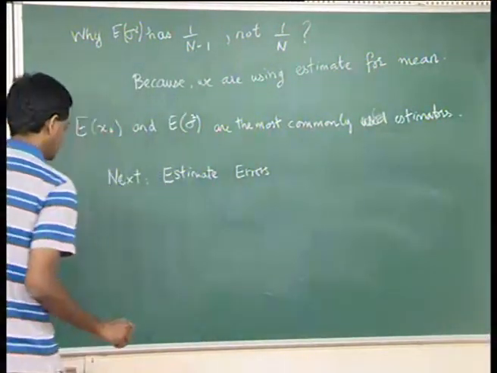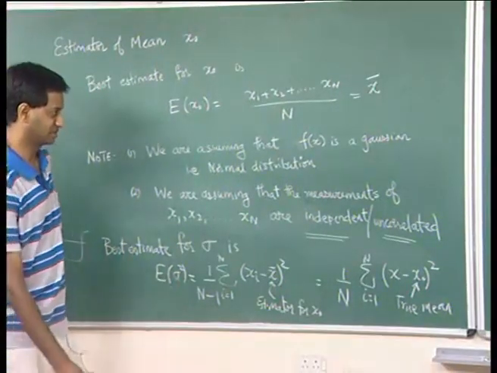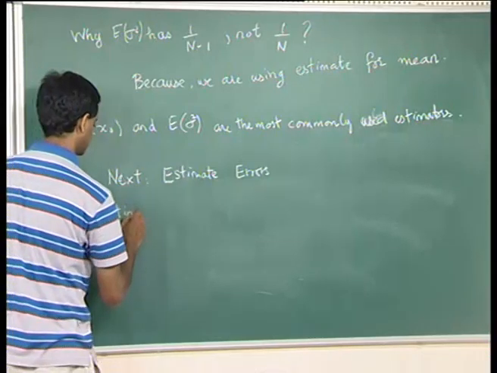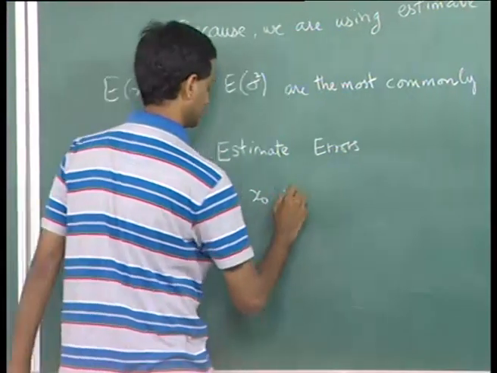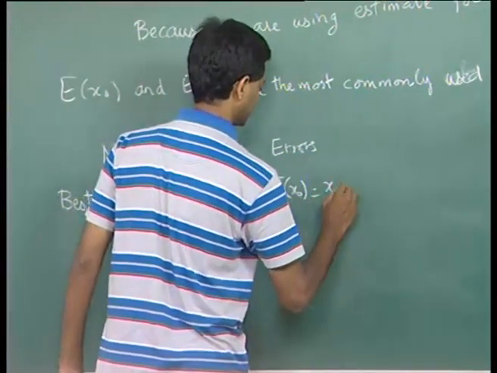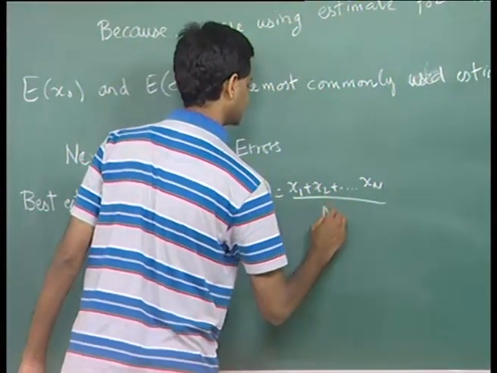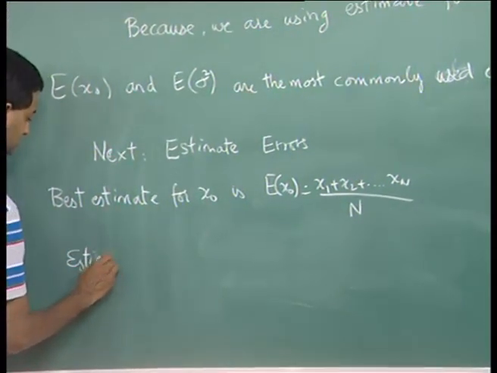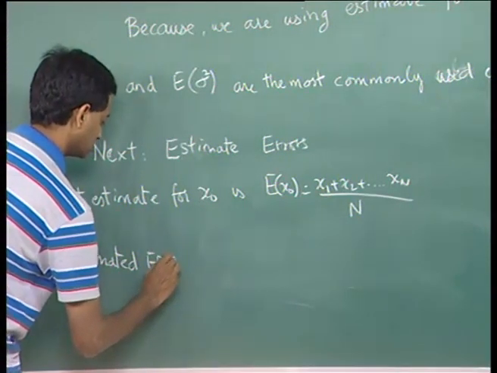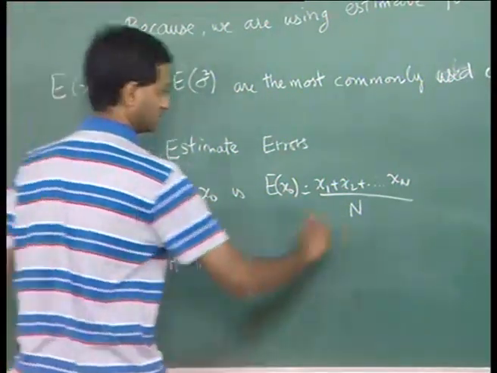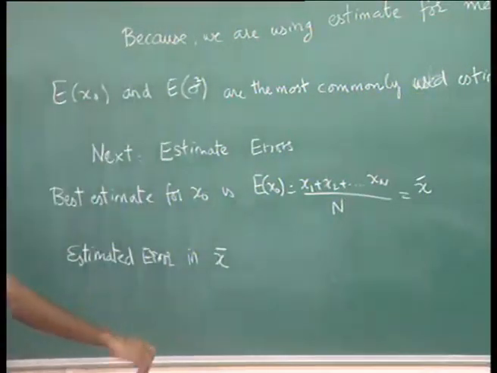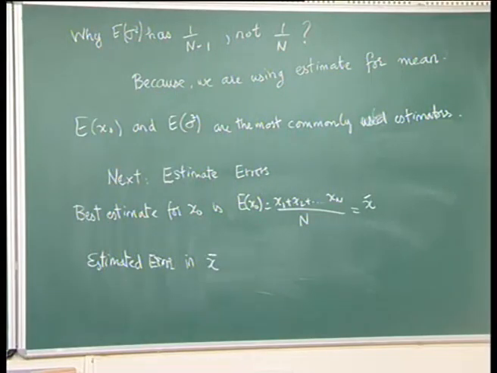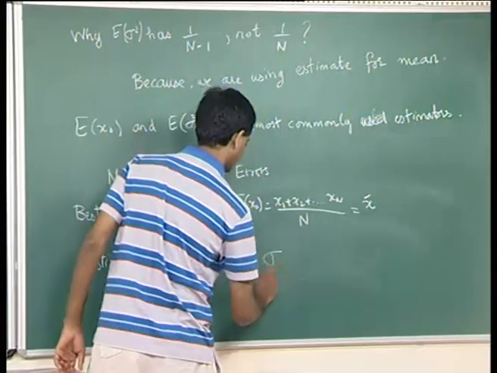I'll just give the result for the estimation of the error in this measurement. The statement is, the best estimate for x0 is E of x0 equals x1 plus x2 up to xn, divided by n. And the estimated error in this x bar: suppose somebody asks you what's your estimate of how erroneous x bar can be, this is given by sigma divided by square root of n.